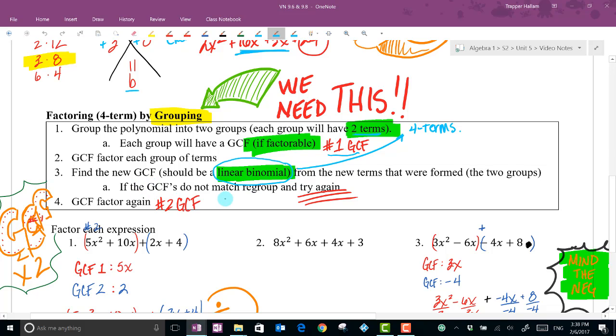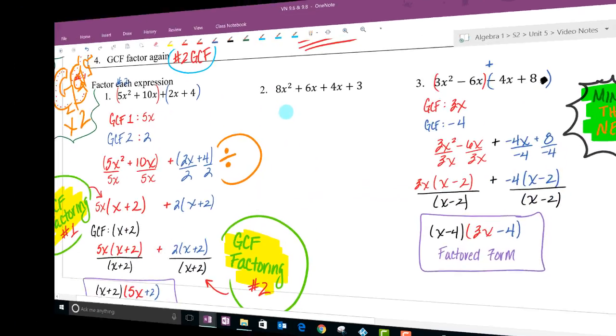Then we're going to GCF that linear binomial out, our second GCF, and what happens is it's factored. It's like magic. It looks like a crazy pattern. Don't memorize the pattern. What I really want you to memorize is this, okay? Make sure that you know this well, because you need to understand what you're doing, because I'll give you tricky ones where you won't be able to use the pattern, okay? So let's take a look at one right now.